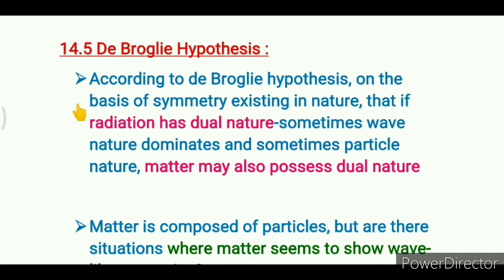So the next topic is the de Broglie hypothesis. In this hypothesis, de Broglie proposed, on the basis of symmetry existing in nature, that if radiation has dual nature, sometimes wave nature dominating and sometimes particle nature dominating, matter also possesses dual nature.